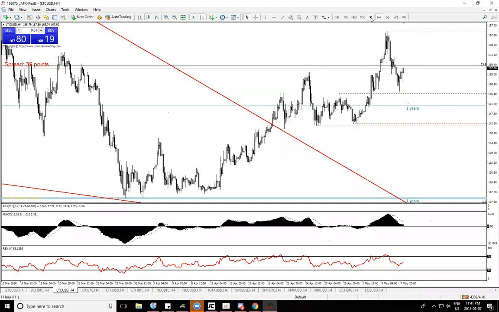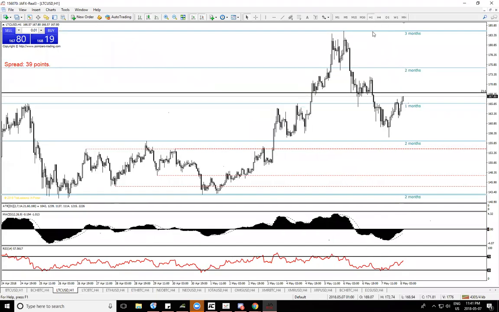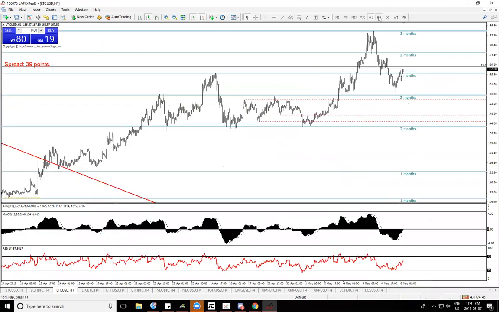So at this point right now, I probably wouldn't touch this one personally. 1 hour, it was oversold with the slight bullish divergence. And of course, we've started going up. I think that's pretty much it.